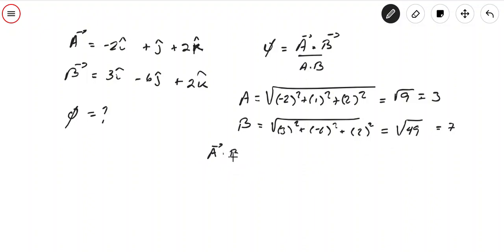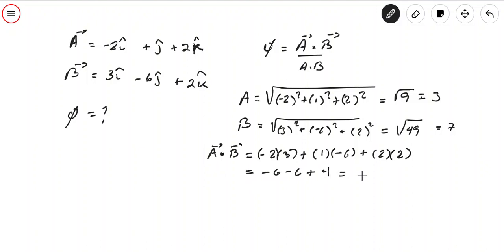And then I will find the product of A and B. So the product is equal to negative 2 times 3 plus 1 times negative 6 plus 2 times 2. So this would be equal to negative 6 minus 6 plus 4, so it will be negative 8. So now I know that the cosine of phi will be equal to negative 8 over 3 times 7. So it's negative 8 over 21.